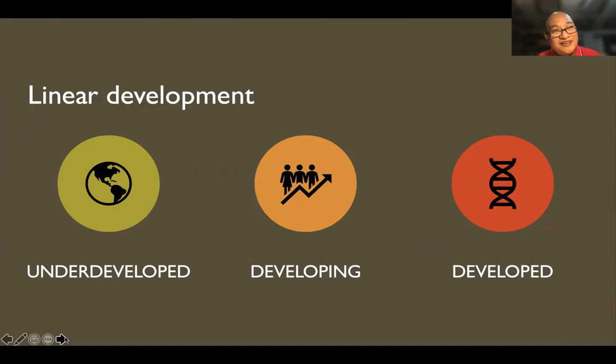Now, in the past 60 years or even more, the idea was the economy would develop in a sort of linear manner, a linear development. First, your economy would start as underdeveloped, then eventually it will develop with more jobs and more service industries and more industries. And eventually it will become a developed economy in which it would be exporting a lot of services and also commodities.